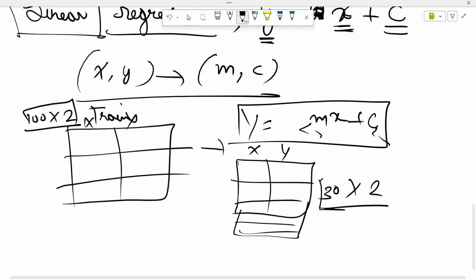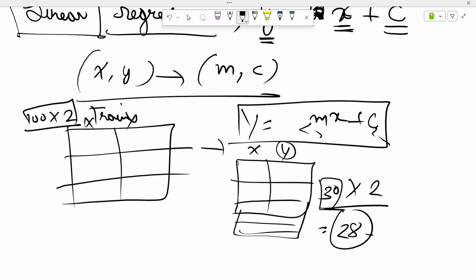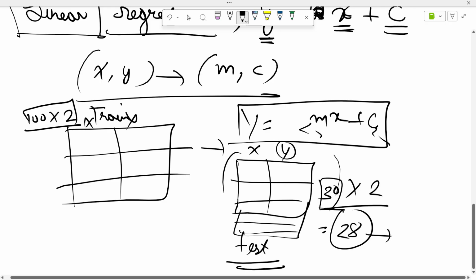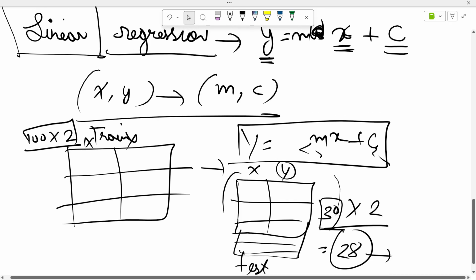So after this, if it can predict the correct y on the 30 samples, if it is predicting 28 correct answers, then your model is performing well, because these x and y pairs, which are test data, it has not seen before, but it is performing well. So our assumption for this given data x and y is correct, that it is linearly fitted.